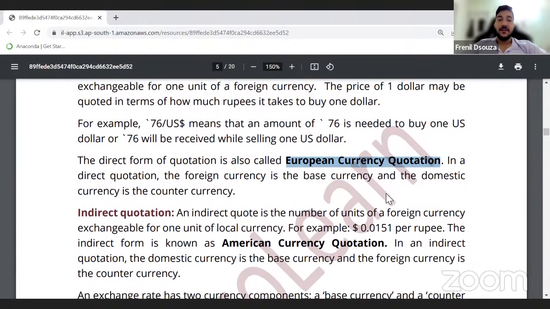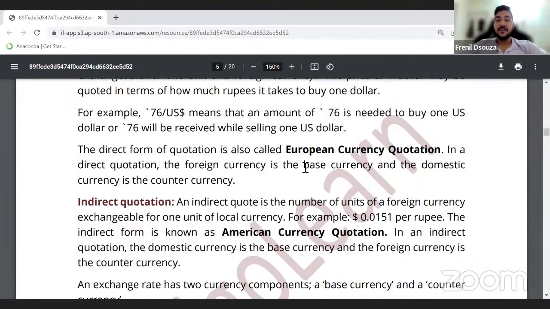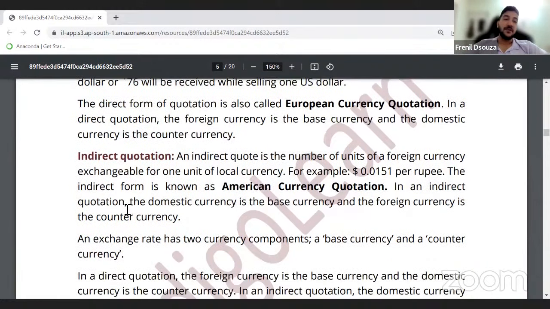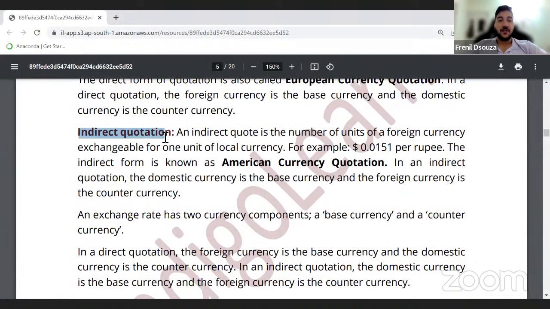In this, the foreign currency is the base currency, because it is the one for which the price is given, and the domestic currency is called the counter currency. The price of that foreign currency is countered by giving local currency. $1 is equal to 76 rupees, or $1 is equal to 80 rupees. Next, we have indirect quotation, which is also called the American currency quotation. What happens here? In an indirect quote, the number of units of foreign currency exchangeable for one unit of local currency is calculated.